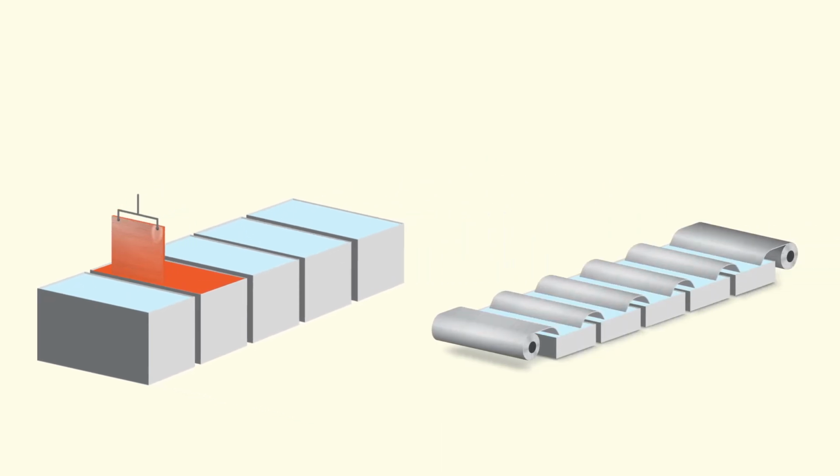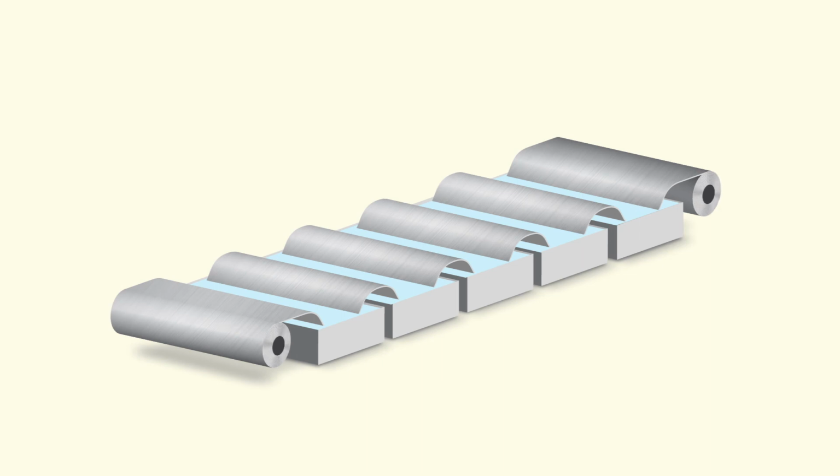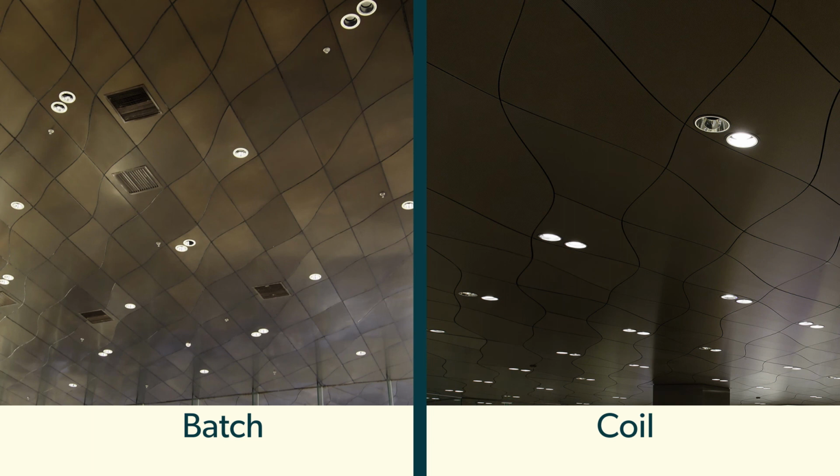Contrast this with the continuous coil process, where every square inch or millimeter of the surface spends the exact same amount of time in each part of the process. This provides a much more consistent surface finish, film thickness, color, and seal quality. More consistency means better looking products and projects for happier customers or clients.